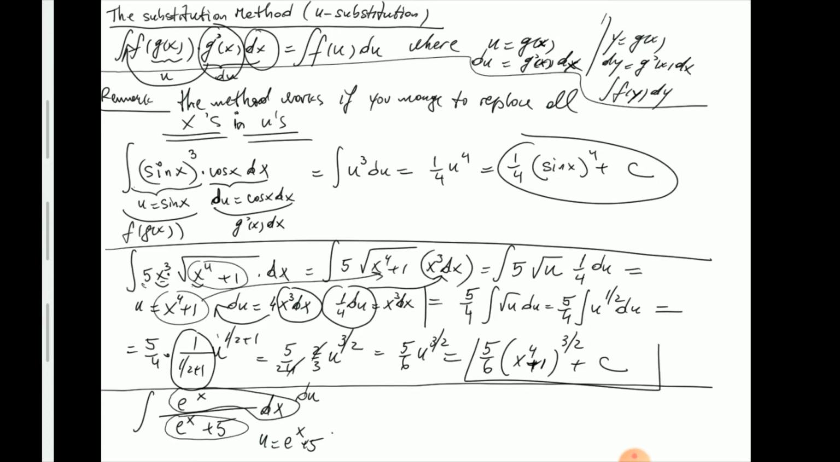So, let's write it here. du is just e to the x dx. So really, this is nothing but 1 over u du, if by u we mean the bottom of that fraction, e to the x plus 5. And of course, the integral is ln of u, which in turn is ln of e to the x plus 5, plus a constant c.